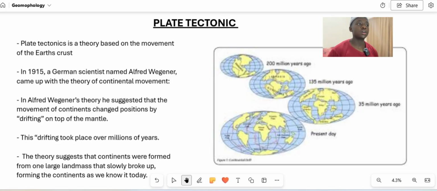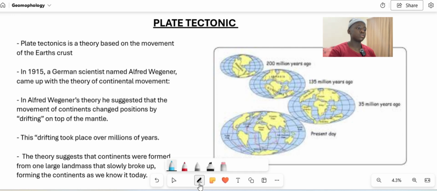My dear great-sons, today we are studying a very interesting topic in geomorphology, which is the study of plate tectonics. First and foremost, I'd like to introduce you to the theory of a very smart scientist called Alfred Wegener. Alfred Wegener came up with a theory of continental movement.